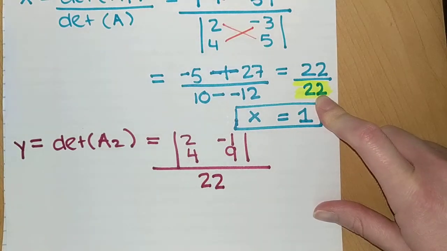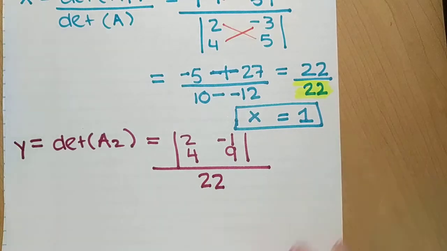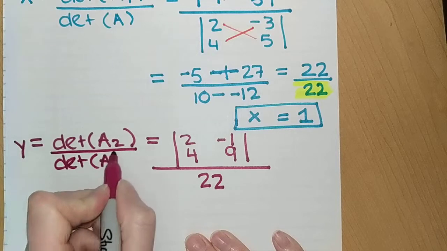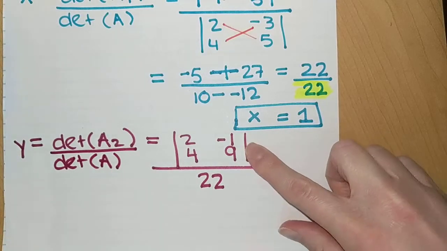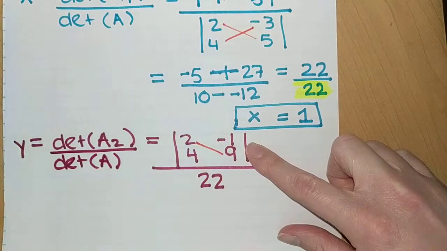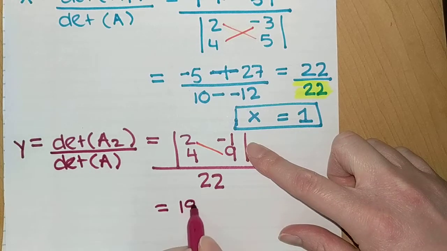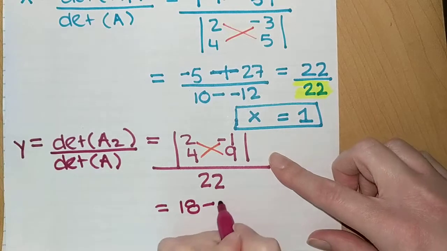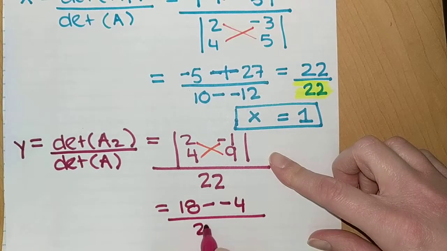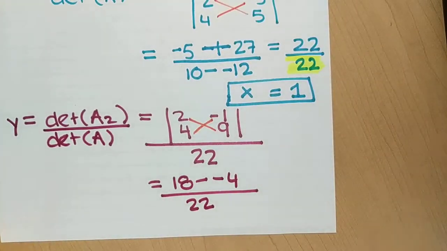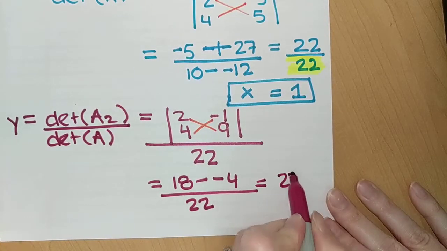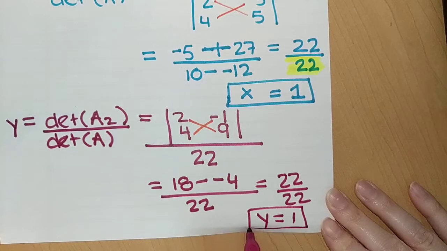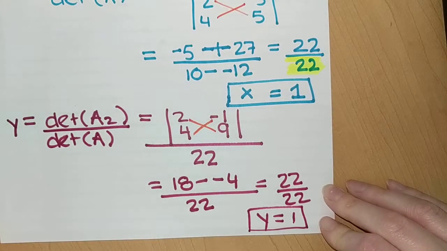So to get y, again, it is the determinant of A2 divided by the determinant of A. To get this numerator, you'll multiply the 2 times 9 to get 18, and then minus the 4 times -1 to get -4, and then over 22. And it just happens to be the case that this also gives you 22 over 22, so that gives you that y is equal to 1. So your solution is 1, 1.